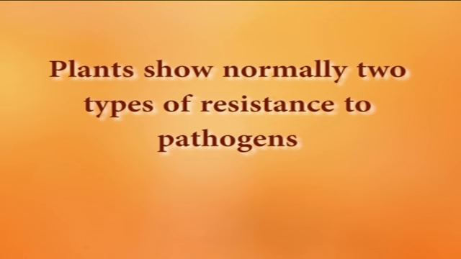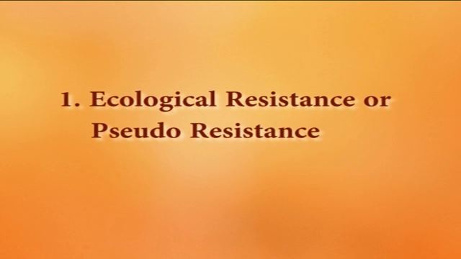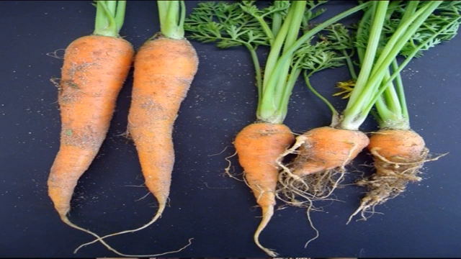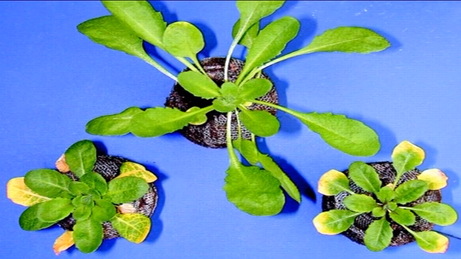Now, we shall move into the first aspect, types of resistance. Plants normally show two types of resistance to pathogens. Firstly, ecological resistance or pseudo-resistance: apparent resistance resulting from transitory characters in potentially susceptible host plants due to environmental conditions. Pseudo-resistance may be classified into three categories.